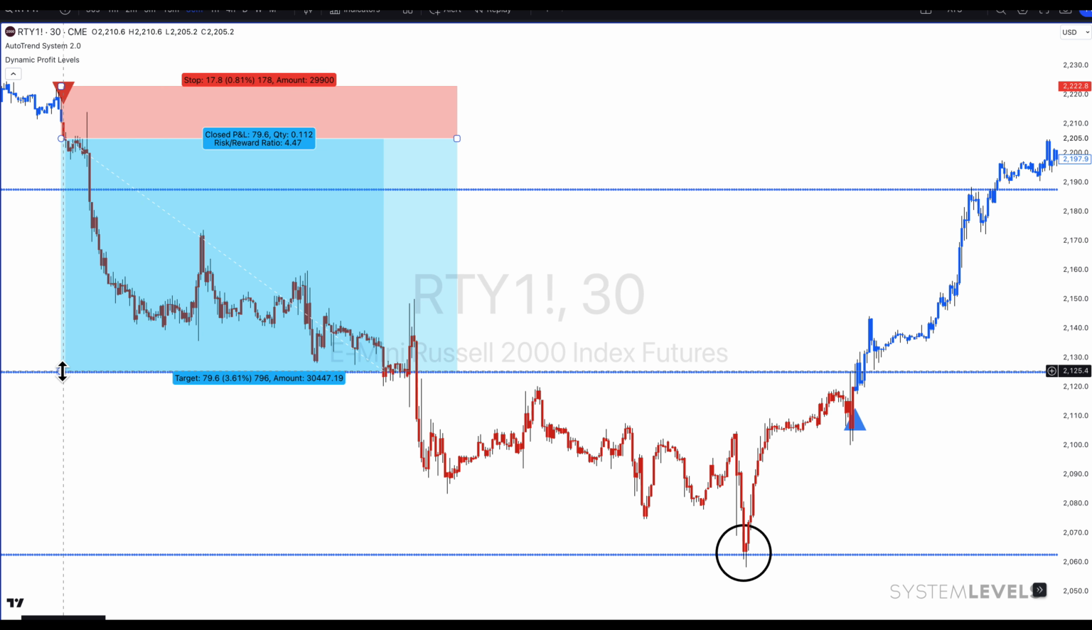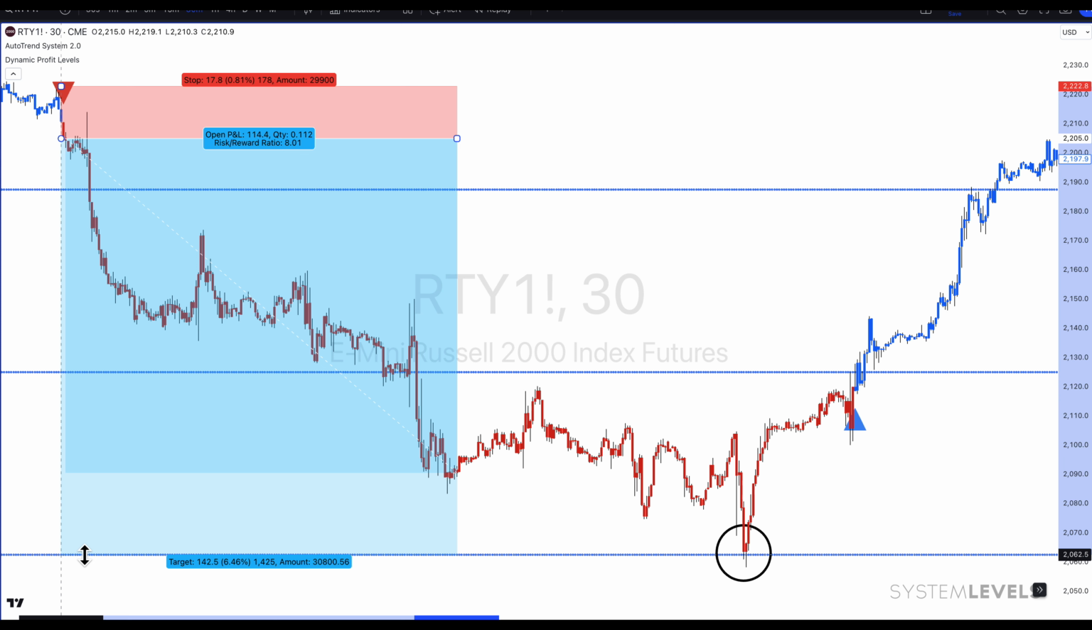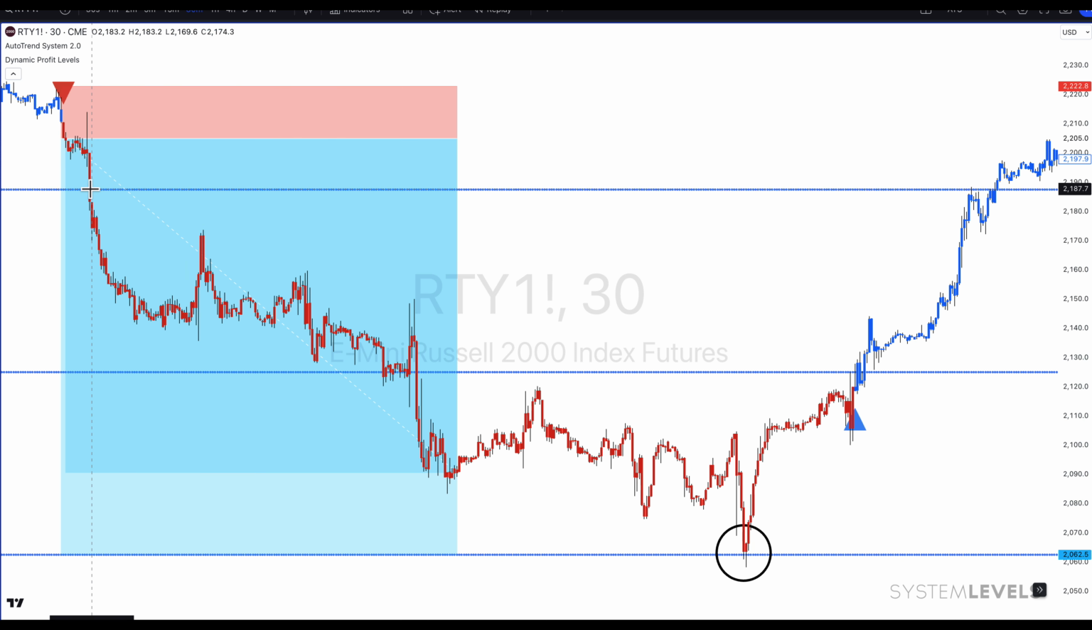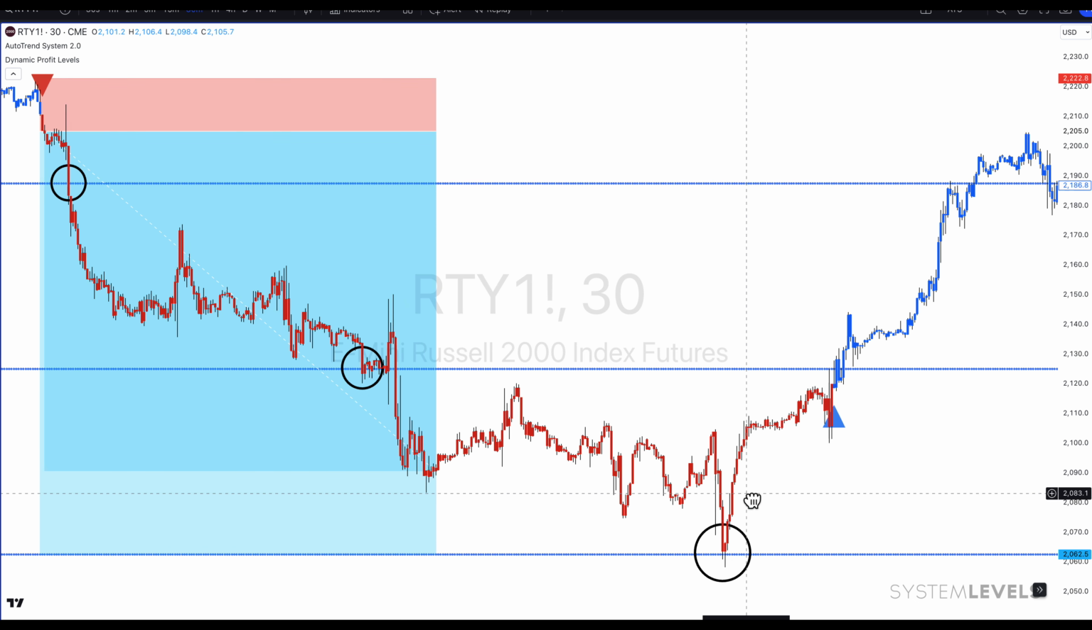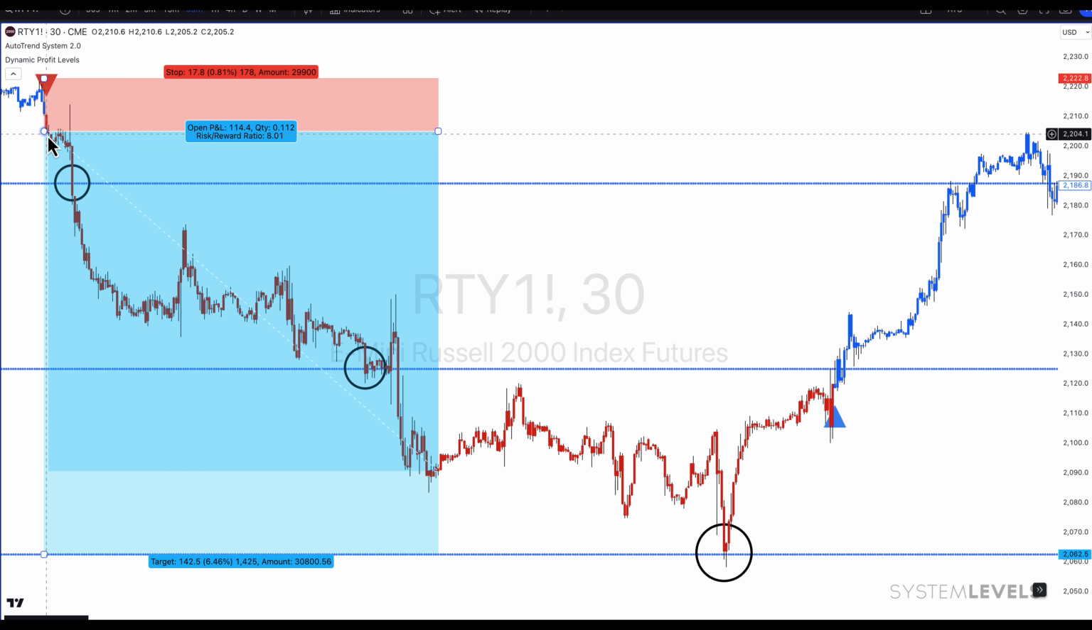And at that point, I will be covering 1/4 of my position for 142 points on the Russel 2000. At this point, I have taken profits here, and here, of course, as my last fourth. Now, I'm still 1 contract short, right? I shorted here 4 contracts. I covered 1 here, 1 here, and 1 here.